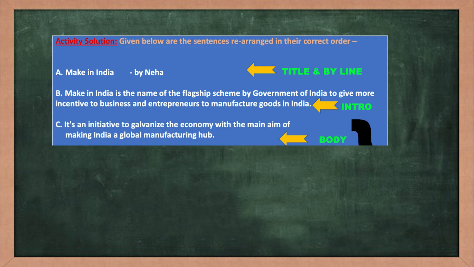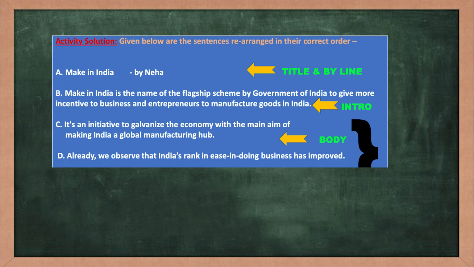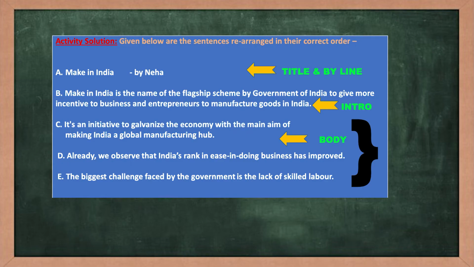After this, the positives. It's an initiative to galvanize the economy with the main aim of making India a global manufacturing hub. Only one point? No, I think this sentence, already we observe that India's rank in ease of doing business has improved, would also come here. You are doing great, and I'm sure our viewers are also following the steps. What about the challenges? Yes, the challenges: the biggest challenge faced by the government is the lack of skilled labor. And finally, the conclusion.